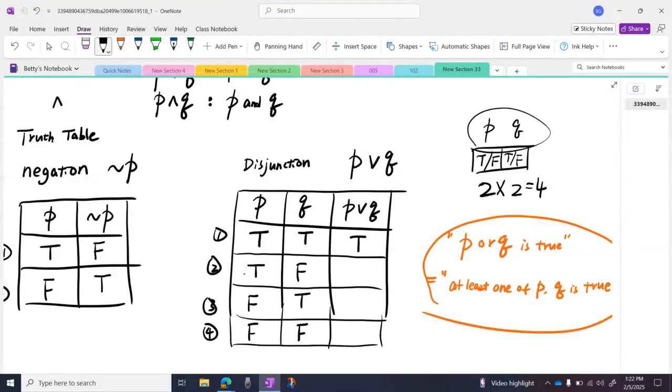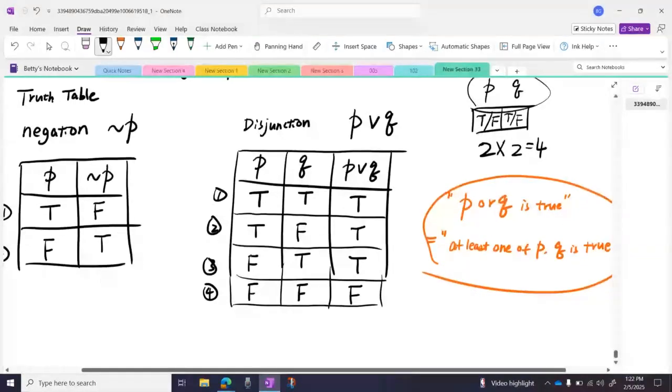So that gives us the second case. P is true, Q is false. The disjunction is true because at least one is true. Yes, P is true. That satisfies at least one is true. Same with case 3. When P is false, Q is true, the disjunction is still true. The only case the disjunction is false is when both pieces are false.